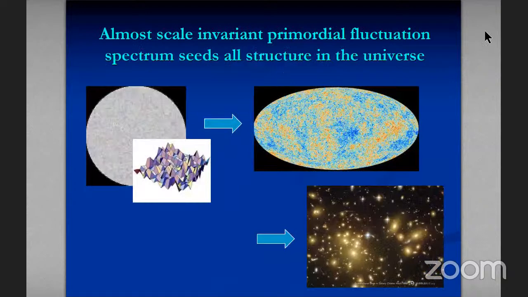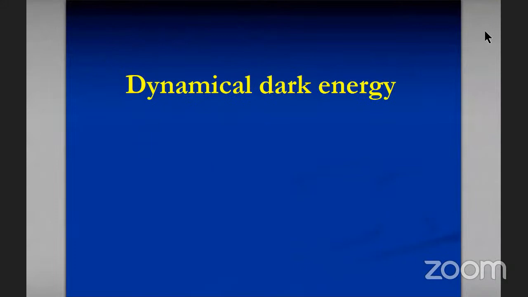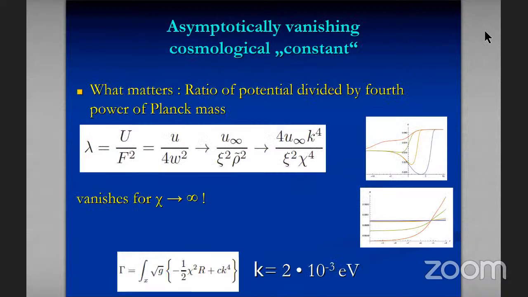Next slide, dynamical dark energy. This will be my last topic. Dynamical dark energy is actually very simply obtained in this framework. The title is Asymptotically Vanishing Cosmological Constant. At the bottom of this slide, you see the form of the gravitational action, and it's very simple. For large values of chi, it's chi squared times the curvature scalar plus a constant. The constant is actually an arbitrary scale that you may set to 10 to the power minus 3 electron volt. But you see there is no other scale, so there is no tuning for a small scale. The other scale is a pure dynamical scale.